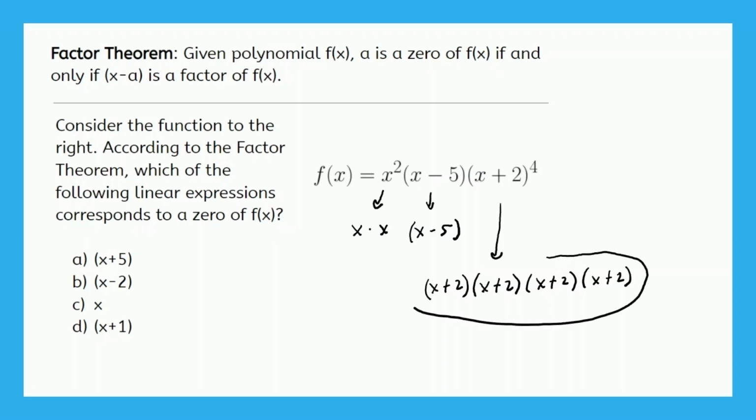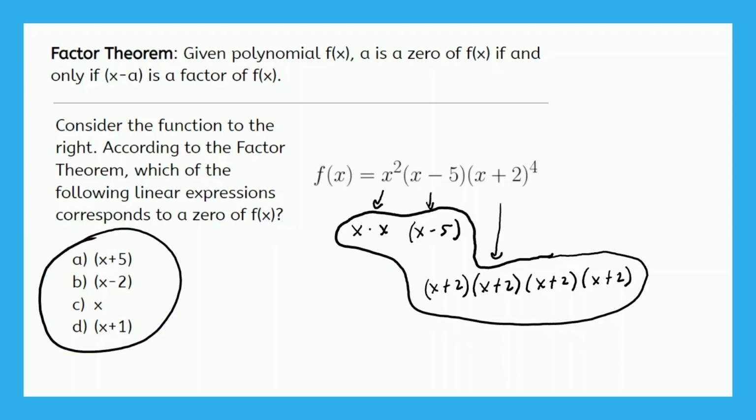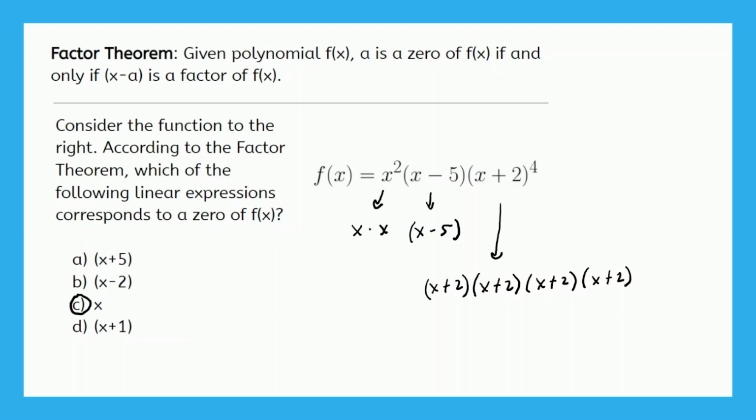So given all of these factors, which answer over here is one of those factors? Obviously, x is the only option that is a factor, so option C. Sometimes it's easy to choose something like A because x plus 5 looks like x minus 5 and you might choose that by accident, but x plus 5 is not a factor of the function. x is the only linear expression of all these options that corresponds to a 0 of our original function.